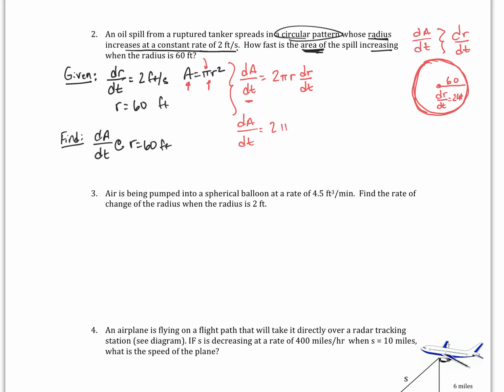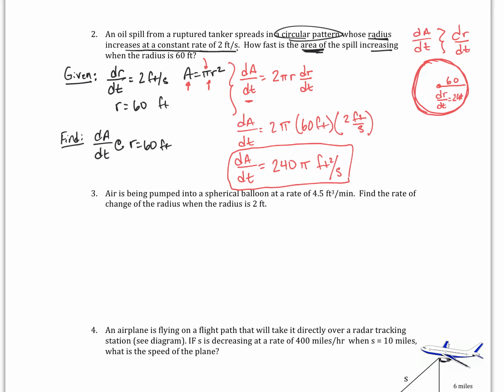I know 2, I know pi, I know r, they told me it's 60 feet, and I know dr/dt. They gave me dr/dt as 2 feet per second. So now I can finish solving this problem, and I multiply all this out. 60 times 2 is 120, times the other 2 is 240, so 240 pi feet squared per second. That's how quickly that area is changing.